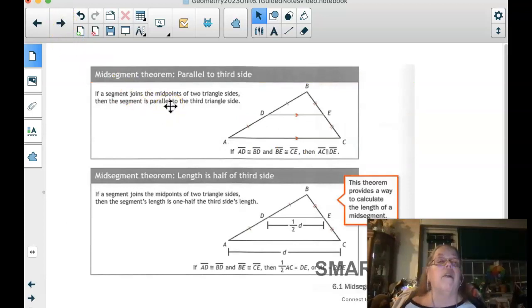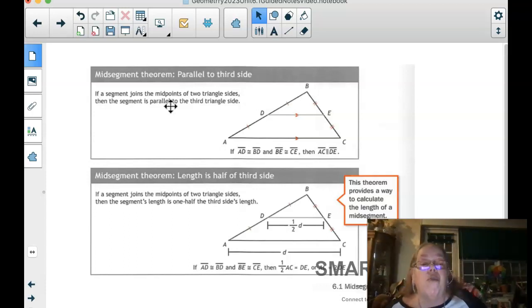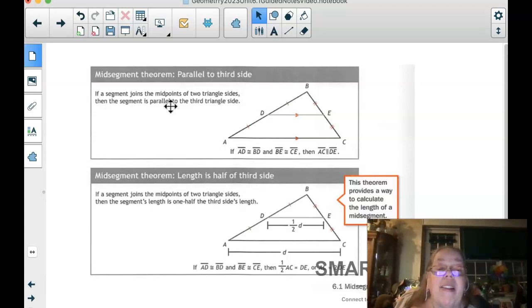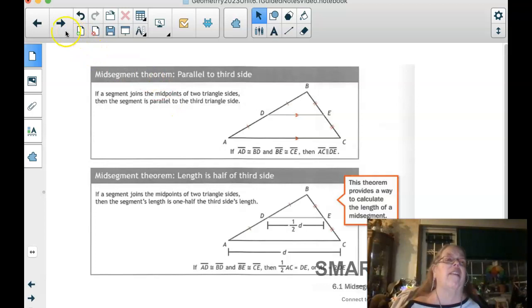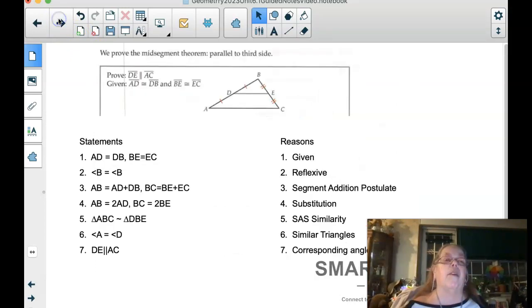All right, mid-segment theorem. Here we go. If a segment joins the midpoints of two triangle sides, then the segment is parallel to the third side. If a segment joins the midpoints of two triangle sides, then the segment's length is 1/2 of that third side's length. That's just what I said, so now you've heard it again and seen it in print.